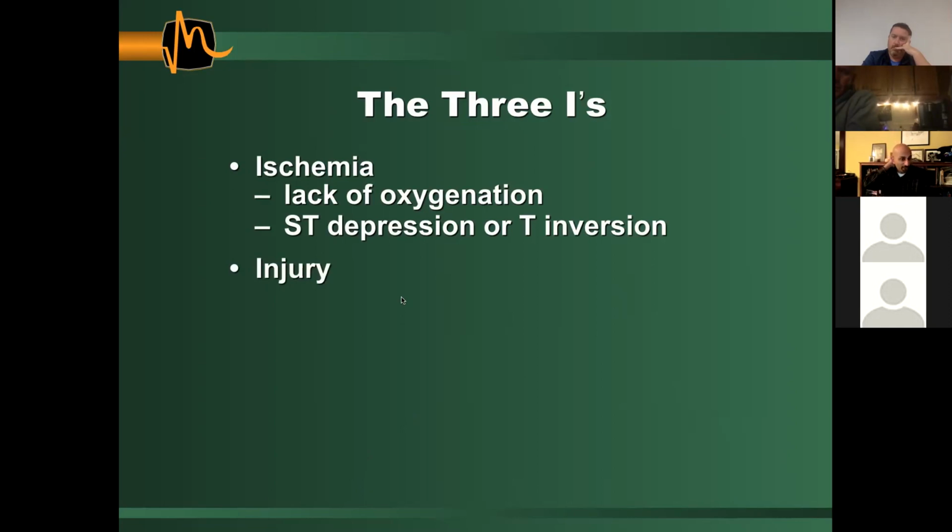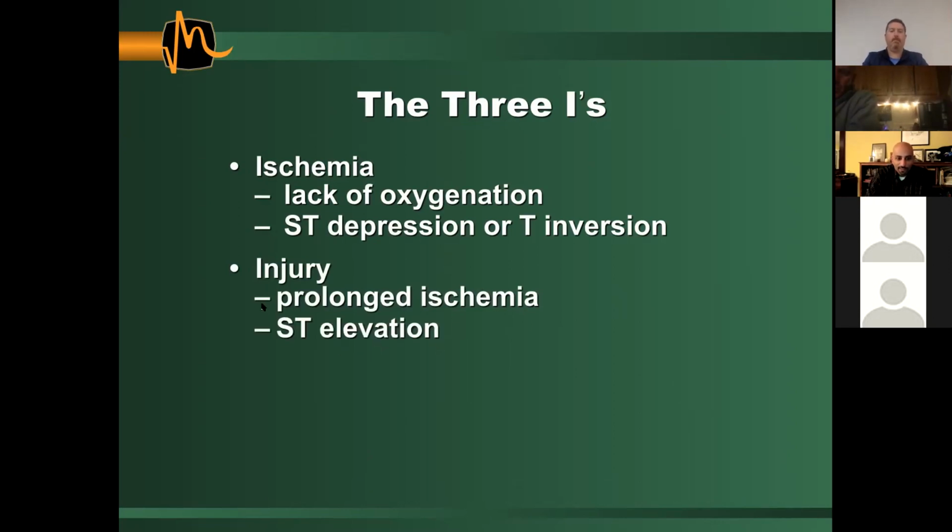There's injury. So when you have injury, that's prolonged ischemia, and that usually causes ST elevation. So what we generally call a STEMI, meaning myocardial infarction, is really myocardial injury. An infarct, that's the third I. An infarct is death of tissue. Now, what does an infarct cause on your 12 lead after the tissue is already dead?